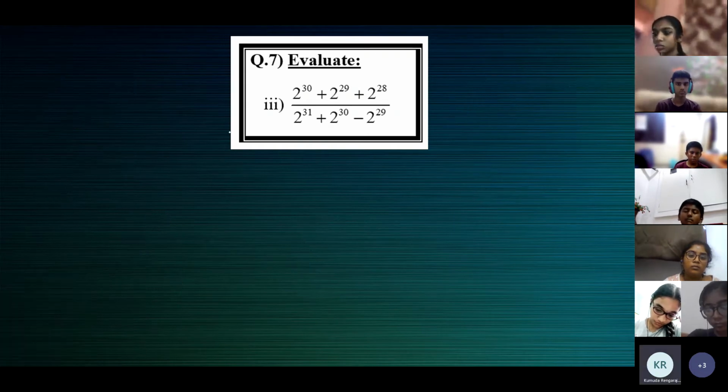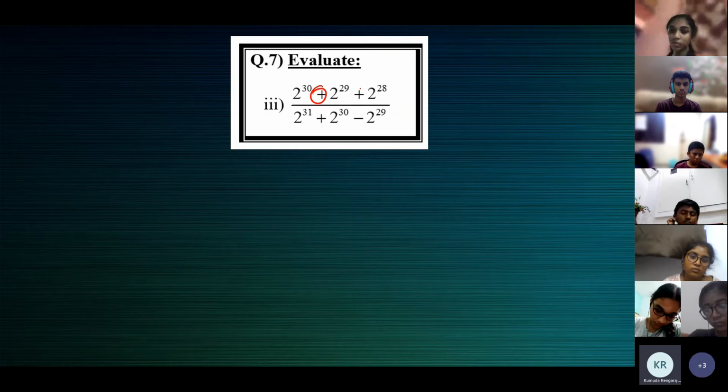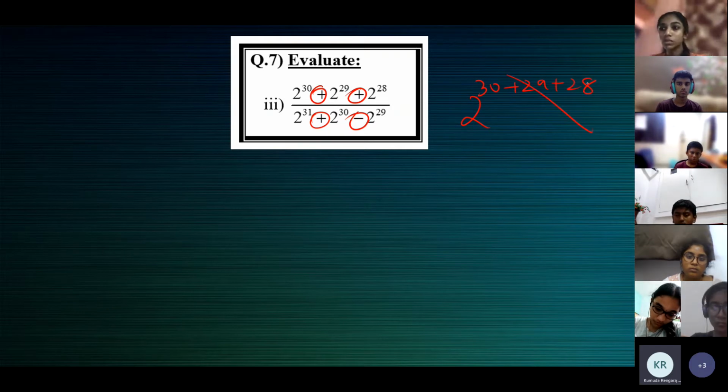But here there is no multiplication or division. It's addition, subtraction. So there is no law here. Don't write the base once and add all the powers, 30 plus 29 plus 28. This is wrong.